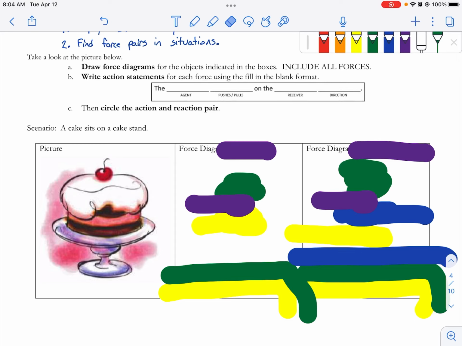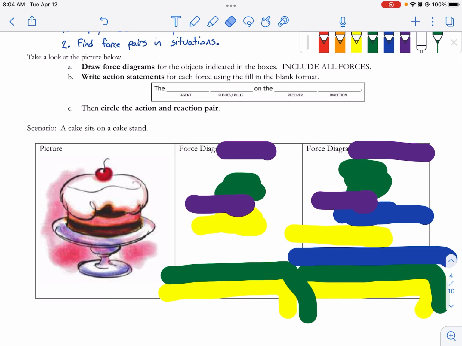What we're going to do here is use these directions at the top. First we're going to draw some force diagrams for the objects, then we're going to include all the forces, then we're going to write those action statements that we were doing back in Unit 5. You'll notice that I left the type of the force out. We're really focusing on the agent and the receiver here because that's going to help us define the force, and then we're going to make sure we circle the action and the reaction pair.